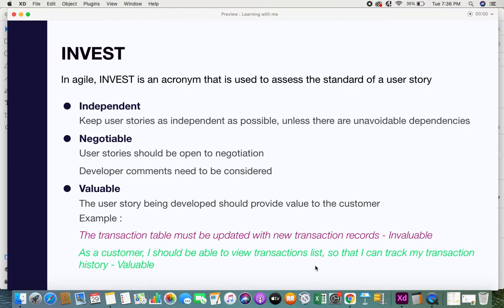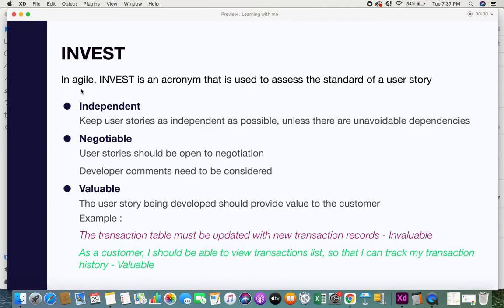So INVEST. In Agile, INVEST is an acronym that is used to assess the standard of a user story. All of us would have been writing user stories, but how do we know that our user stories are up to the mark and providing value to customers? It's through this INVEST concept that you're able to compare your user story with these criteria and understand if your user stories are up to a good standard or not. So now let's see what this INVEST is.